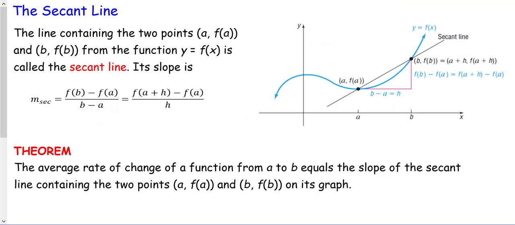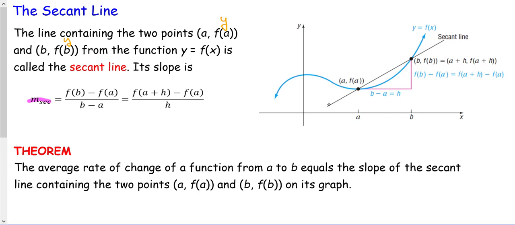So the secant line. The secant line is a line that contains the 2 points a, f of a, and b, f of b. Remember, f of a is the y value that goes with the x value of a, and f of b is the y value that goes with the x value of b. The secant slope is f of b minus f of a over b minus a, which is the same thing as f of a plus h minus f of a divided by h.